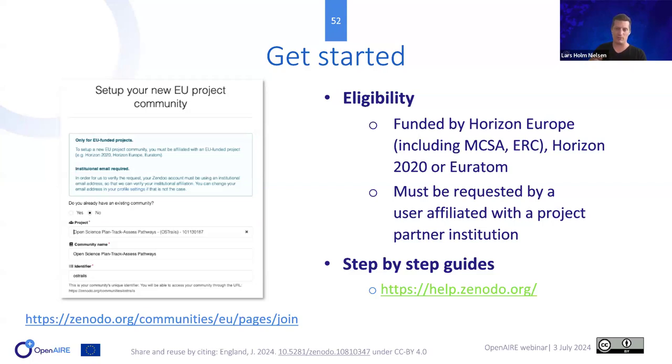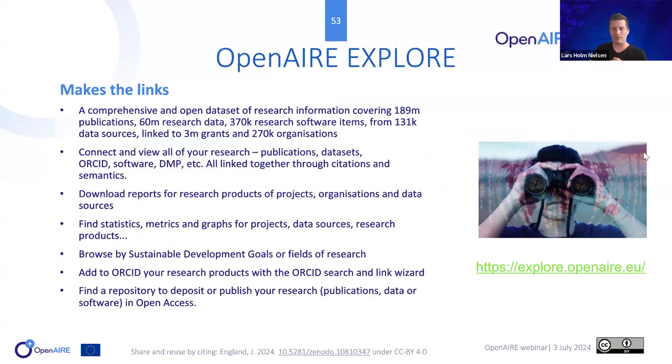So you can create it for Horizon Europe, which includes MSCA and ERC. It's also for Horizon 2020 and Euratom. And that's basically it. Then you just request it and you can get one of these.